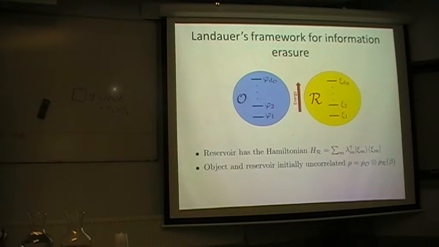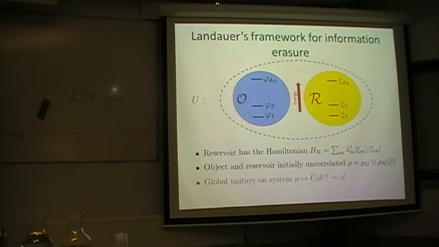And the object and reservoir are initially uncorrelated. So the state of the total system is rho object tensor the thermal state of the reservoir. And the two evolve by some unitary operator. And then the heat you define as the increase in average energy of the reservoir.